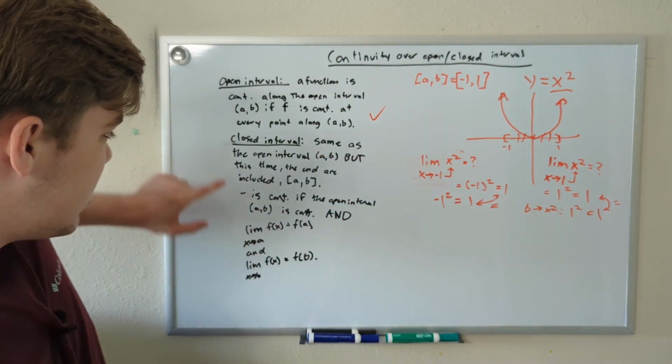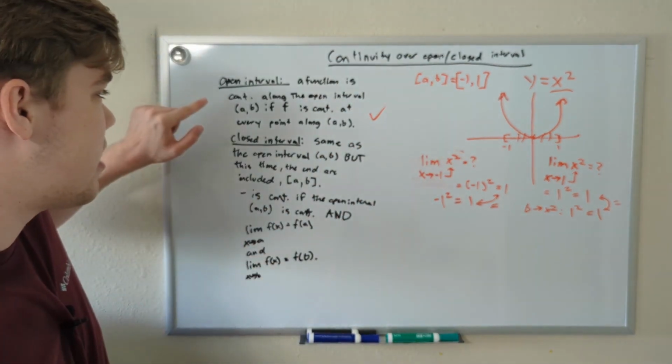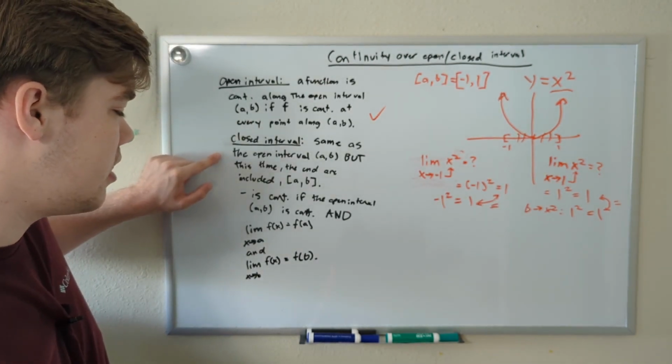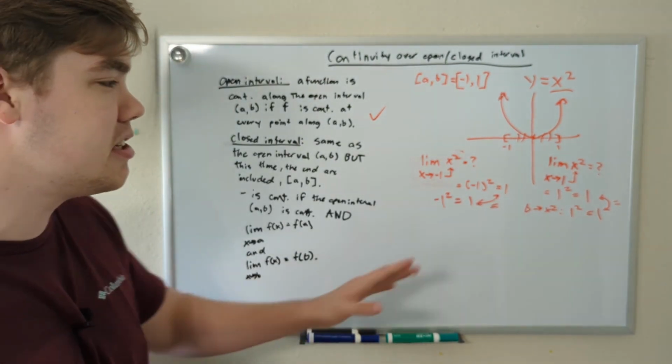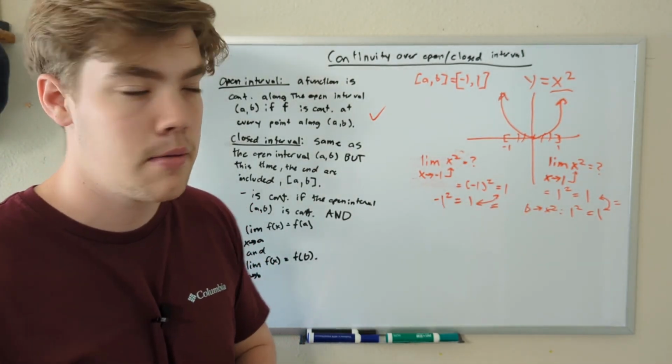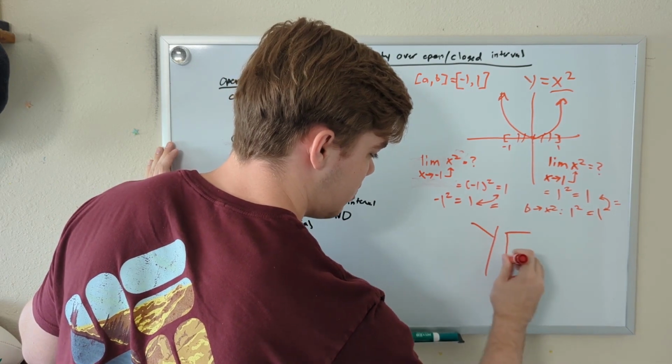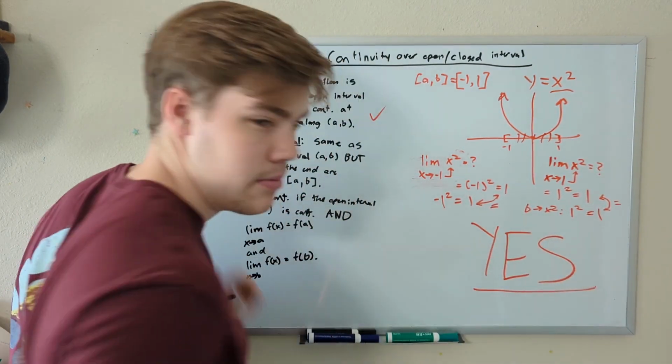Which means that we have now satisfied the closed interval rule as well. Not only is this function continuous in the open interval, but it is also continuous on the closed interval, including at the endpoints, which we just proved by doing these limit problems over here. Which means that this function is continuous along the closed interval. Write a big ol' yes to celebrate, why not?